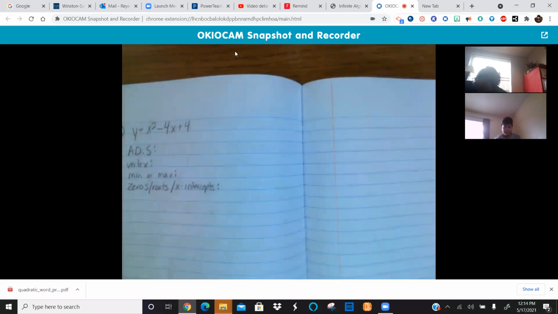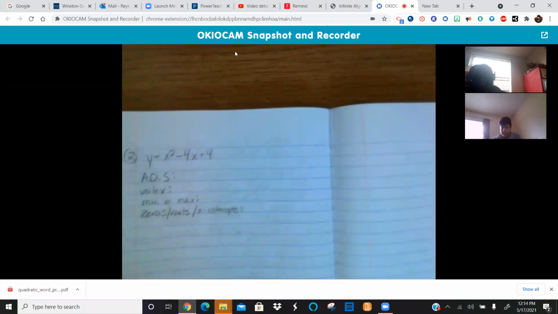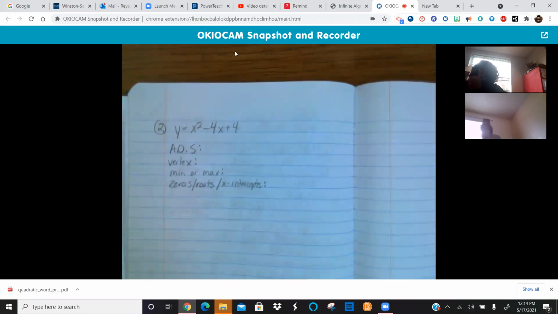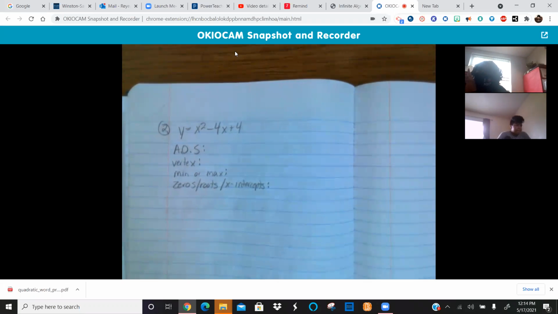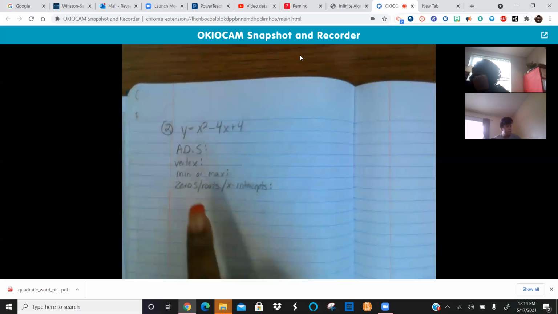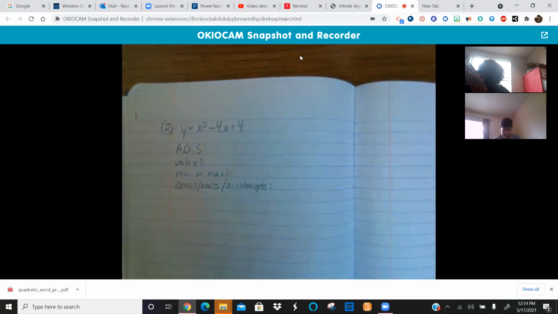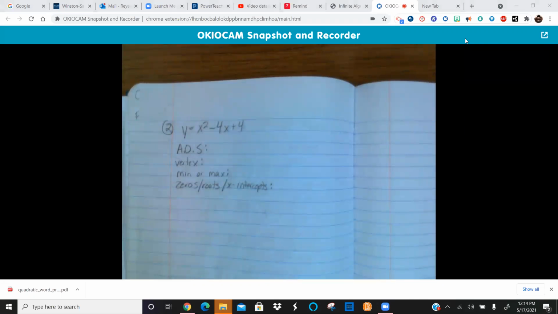All right. So we should have our composition notebook out. We left off on this problem right here. We're going to find the axis of symmetry, vertex, whether or not that vertex is a minimum or maximum, and our zeros, roots, and x-intercepts. Remember, zeros, roots, and x-intercepts have the same meaning. That means you're just figuring out where the parabola crosses the x-axis. That's all you're doing. Where does the parabola cross the x-axis?